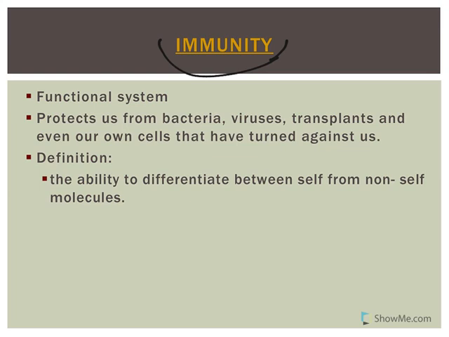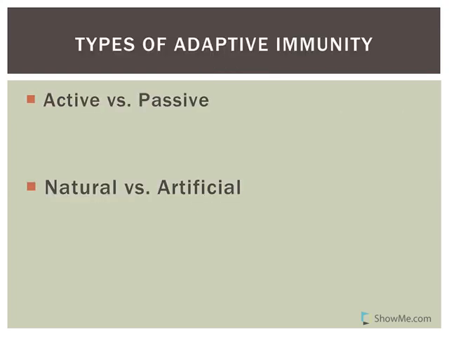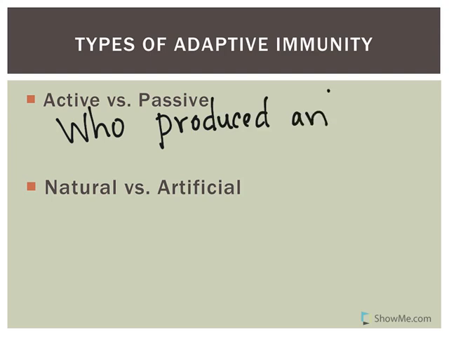Now, one of the things I do want to cover is when we have different types or forms of adaptive immunity. I want to talk about active versus passive and naturally acquired versus artificially acquired. If I use the term active versus passive, the question you ask yourself is, who produced the antibodies? If you produced the antibodies, that is active. If something else produced the antibodies and they were given to you, that is passive.